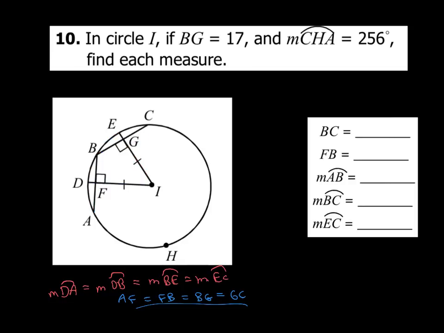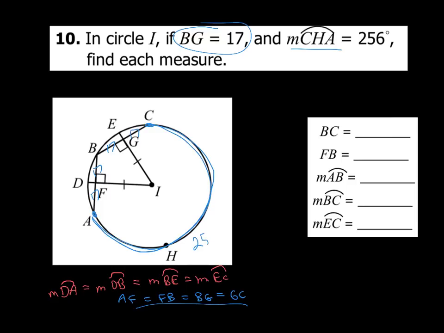Okay, so let's clean that up and see what we got here. First, they told me that BG is 17. So BG right here is 17, which means that this is 17, and that DB is 17, that this is 17. Right? Okay, no problem. Also, the measure of arc CHA is 256 degrees. So from C, ending at A, and going through H, so all the way around here, that, my friends, is worth 256 degrees.